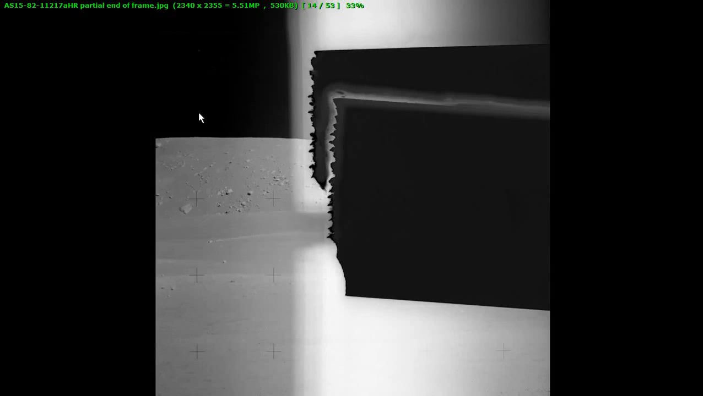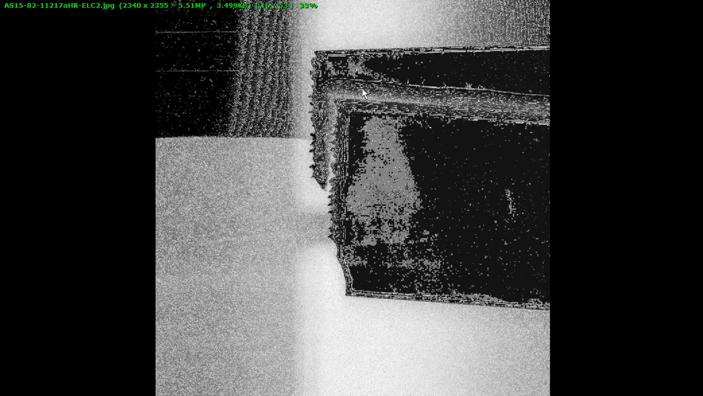Okay, next image. AS15-82-11217A. This is the end of the film roll, and because of that they put sticky tape on it, and NASA says that it was damaged. But is that true? In my opinion it is not, because when we look at this with AMS, we see this. We see that there is something underneath the image. There is something underneath the sticky tape.